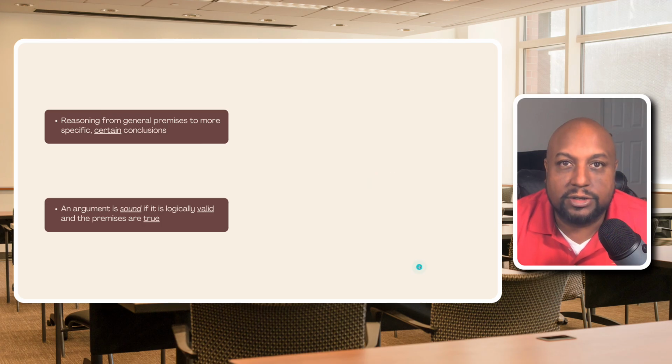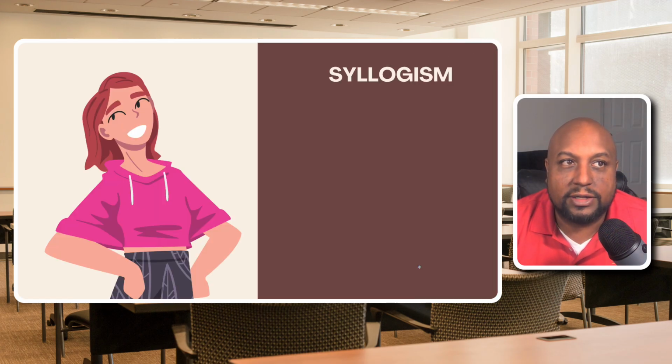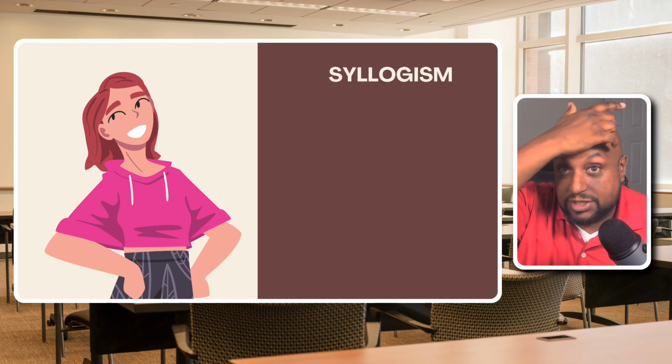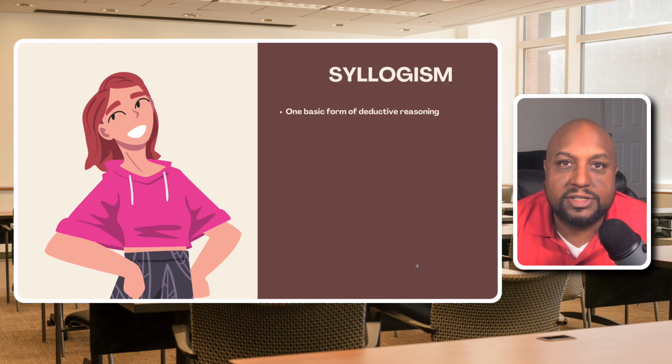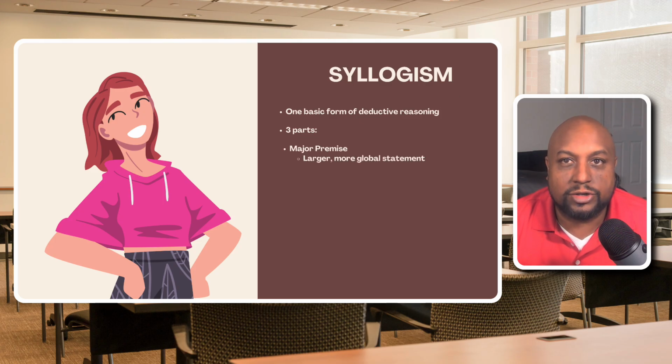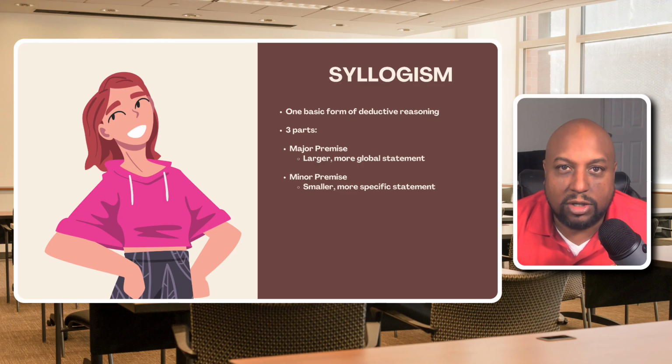So we'll deal with this here in the next slide. Well, one form of deductive reasoning that is useful is called a syllogism. We'll have a couple examples on the next slide. The syllogism is one basic form of deductive reasoning. It's got three parts to it. You've got a major premise. The major premise is a larger, more global statement. Then you have a minor premise. It's a smaller, more specific statement. And then you have the conclusion.